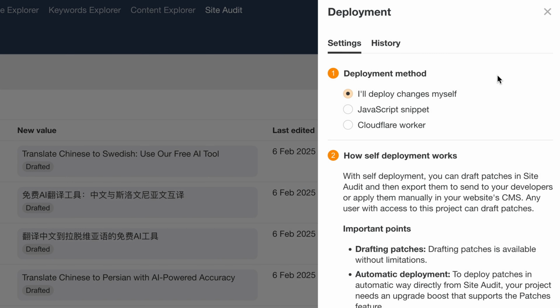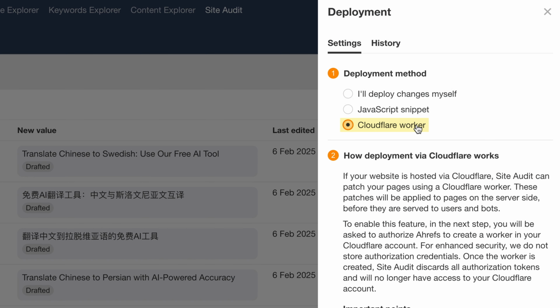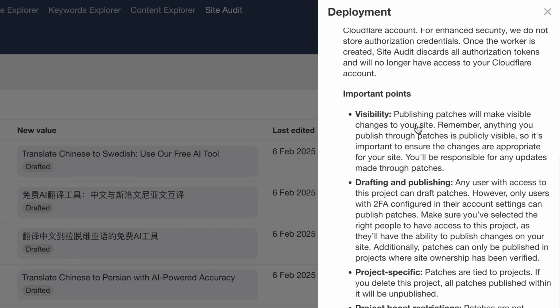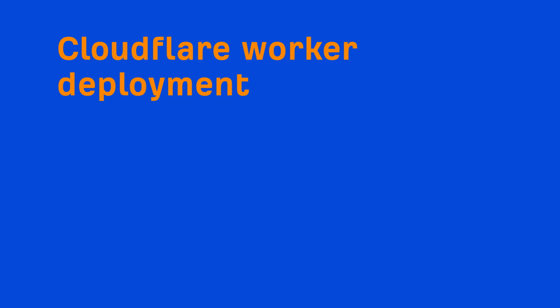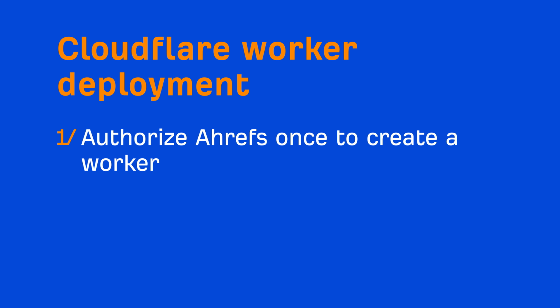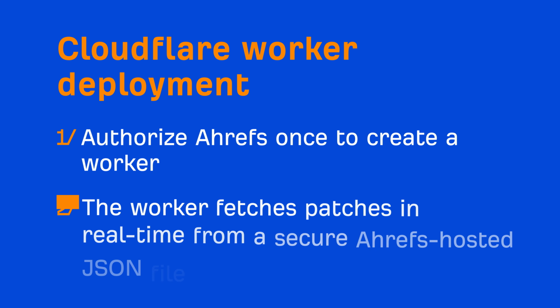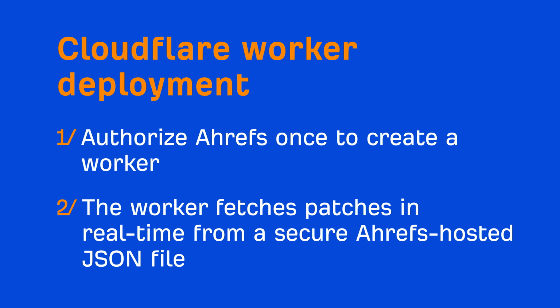Next up, Patches got a new deployment mode. If your site is hosted via Cloudflare, you can now publish patches directly to your website by installing a Cloudflare worker. This applies patches on the server side. Here's how it works. Authorize Ahrefs to create a worker. We don't store your credentials, and after setup, we discard all authorization tokens and no longer have access to your Cloudflare account. From there, the worker fetches patches in real time from a secure Ahrefs-hosted JSON file.